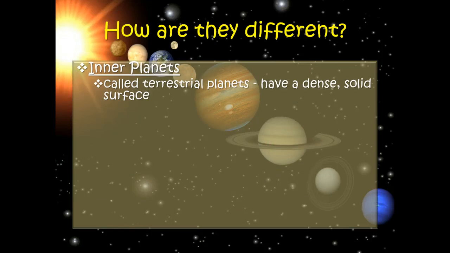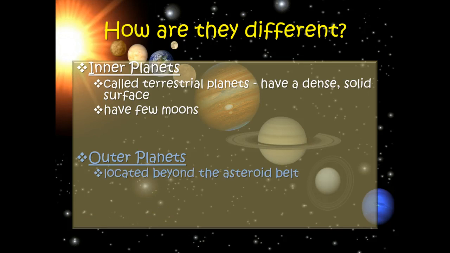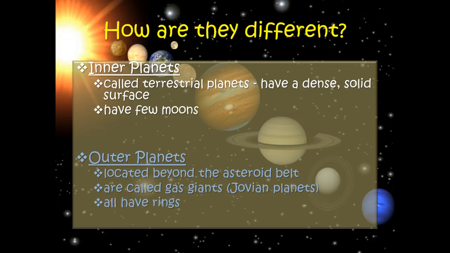With the inner planets, they are known as the terrestrial planets because they actually have a solid surface. They have few or no moons. The outer planets are known as gas giants, and they're located beyond the asteroid belt. And they're also known as Jovian planets, named after Jupiter. All of the outer planets have rings and have a lot of moons.